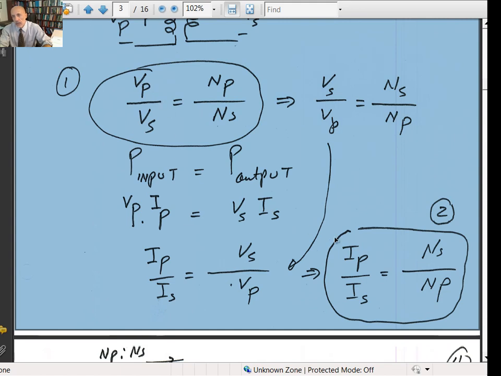Here you can see if V sub P is greater than V of S, if N sub P is greater than N of S, then what happened to I sub P? If N sub P is greater than N of S, then I sub P will go down. So if you jack up the voltage, the current will go down, and vice versa. And that's because of conservation of energy.